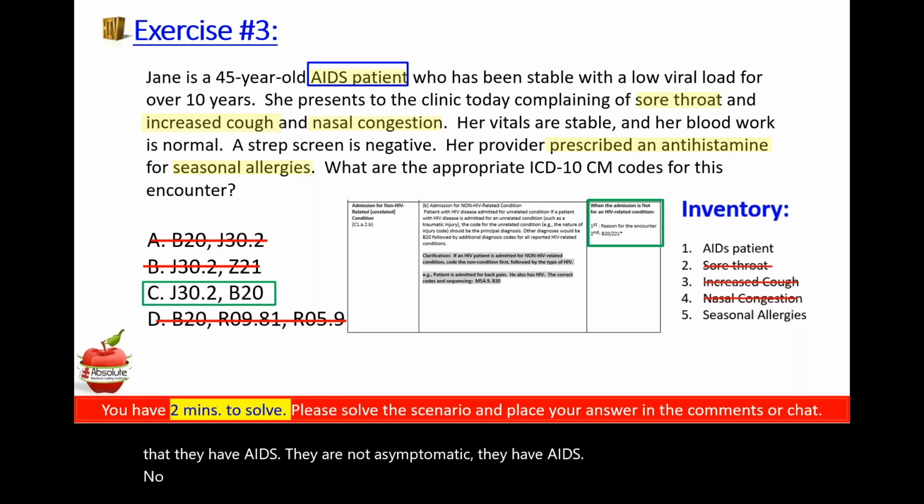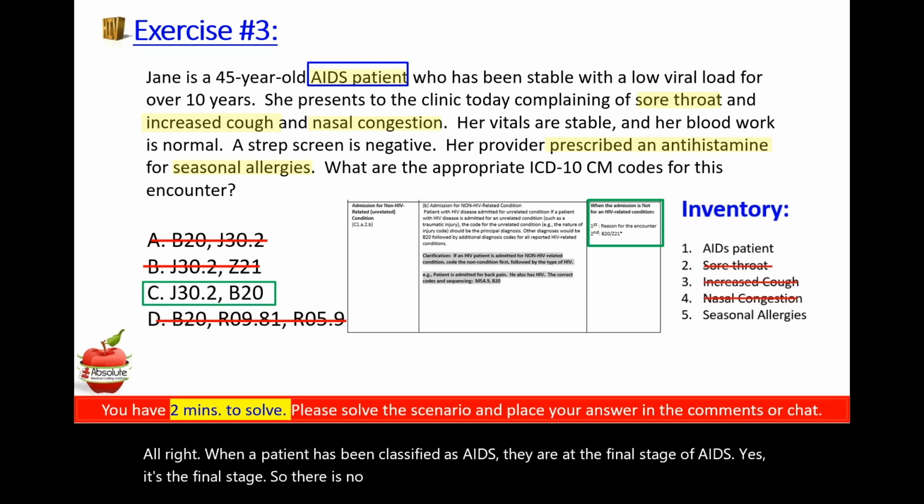All right? When a patient has been classified as AIDS, they are at the final stage of AIDS. Yes, it's the final stage. So there is no way they can be asymptomatic. No way. Hopefully that makes sense. All right. So I'm going to continue.